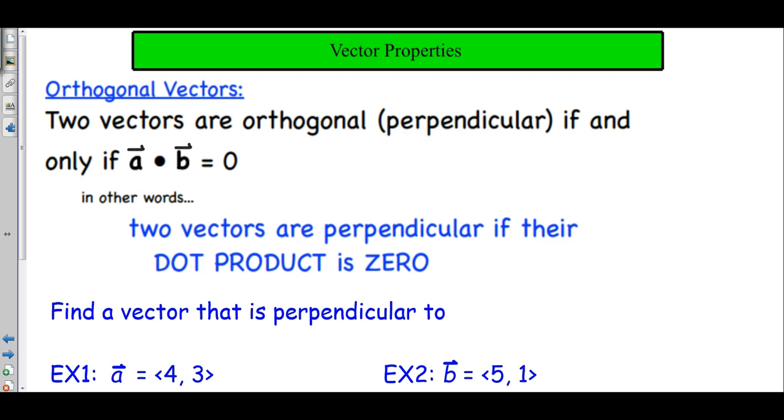And so that creates a different scenario, and that's what we call orthogonal vectors. And orthogonal is just another name for perpendicular. And so it turns out that perpendicular vectors, if we look at the dot product of perpendicular vectors, it's always going to be 0. All right, so two vectors are perpendicular or orthogonal.